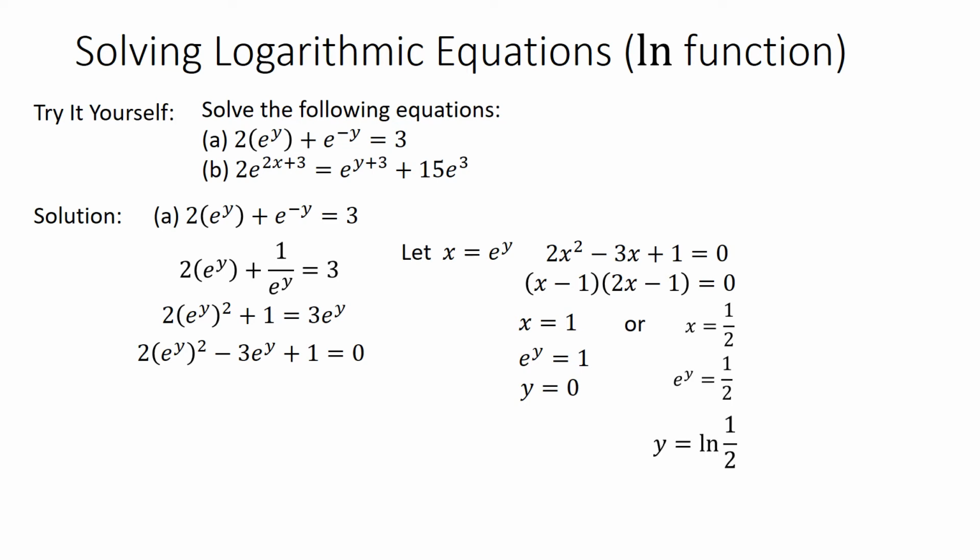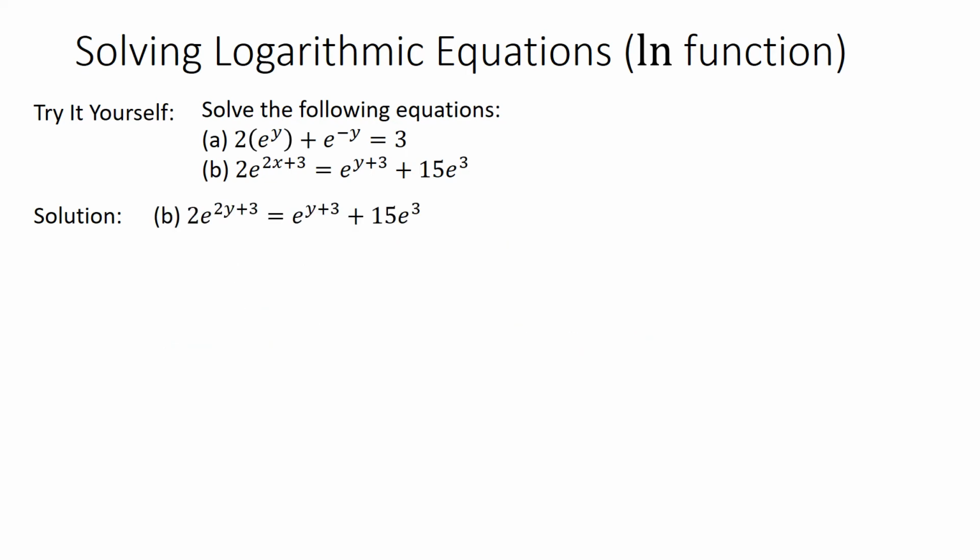e to the power of y equals half. So when I change it to ln, y will equal ln half. When I press the calculator, the answer will be negative 0.693, rounded to 3 significant figures.